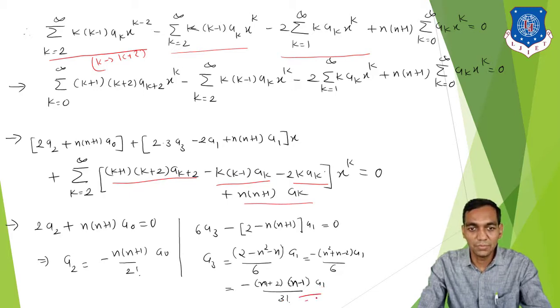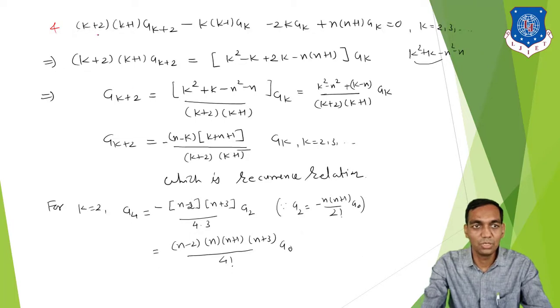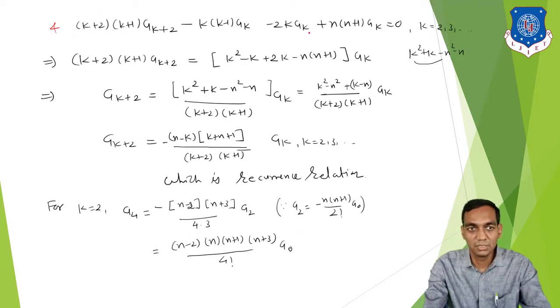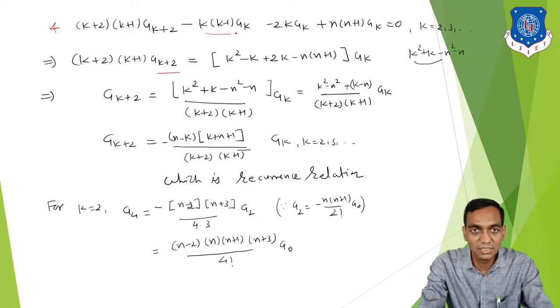Now, these are the factors. Put the generalized relation, and from that we are going to make a of k plus 2 the subject. Then you will have a of k plus 2 is equal to k square plus k minus n square minus n. Now see what we have done: this term and this term and this term are going on the opposite side.